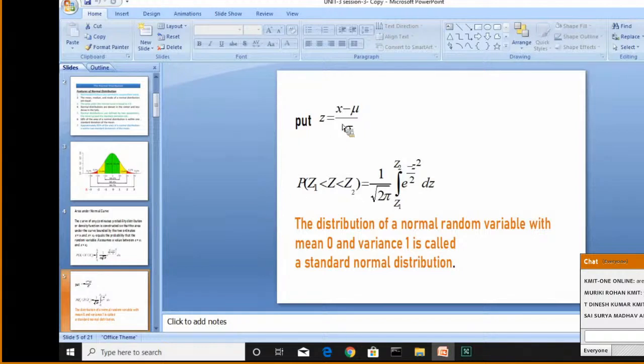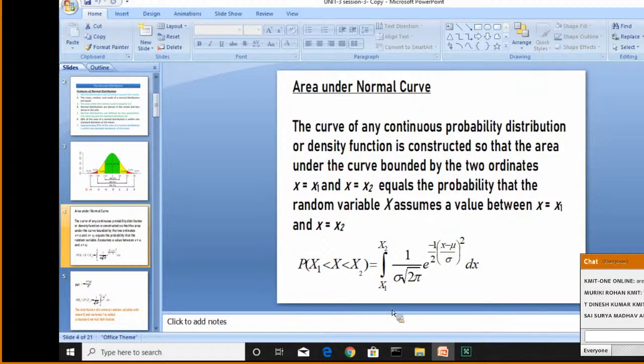Last day I told you what happens when we substitute dz: it will become dx by sigma, and we have given the substitution everywhere. After the simplification you will be getting this. You can note down this part. This part also you note down.